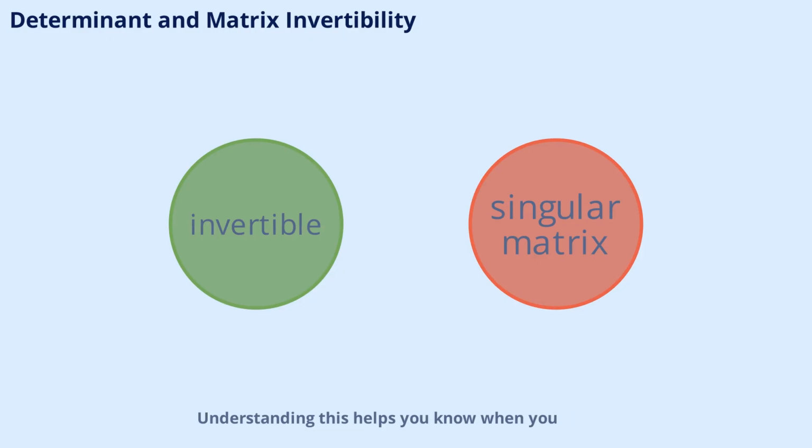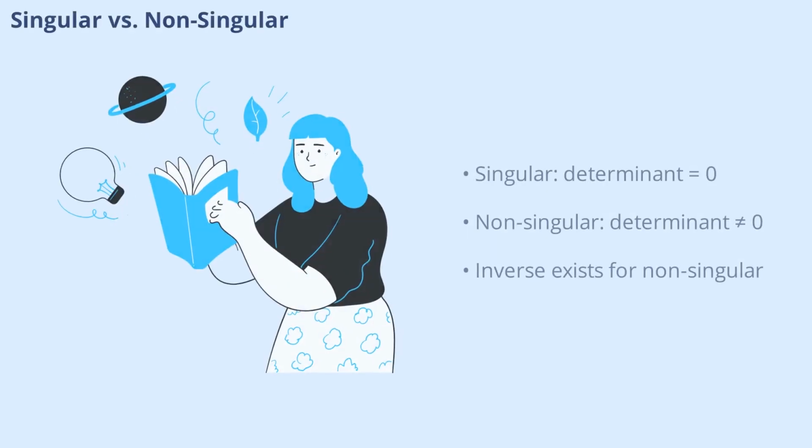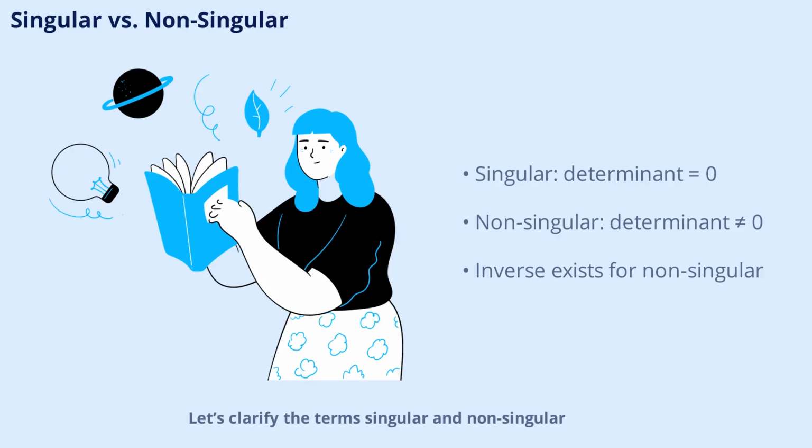Understanding this helps you know when you can solve equations or find matrix inverses. Let's clarify the terms singular and non-singular. A singular matrix has a determinant of 0, meaning it doesn't have an inverse. A non-singular matrix has a non-zero determinant, so its inverse exists. This simple test using the determinant is a powerful tool for checking matrix properties. It's widely used in algebra and geometry to determine the feasibility of various operations.